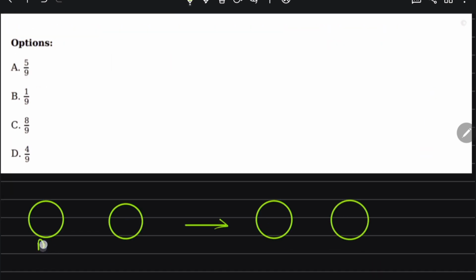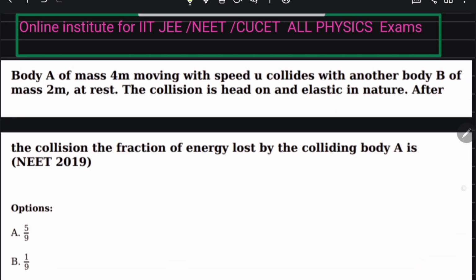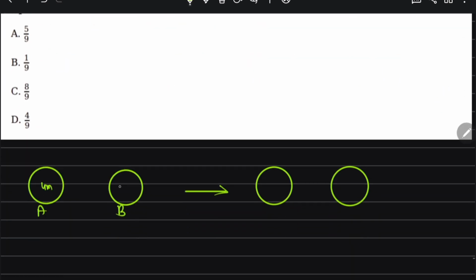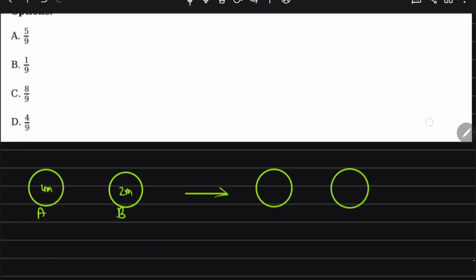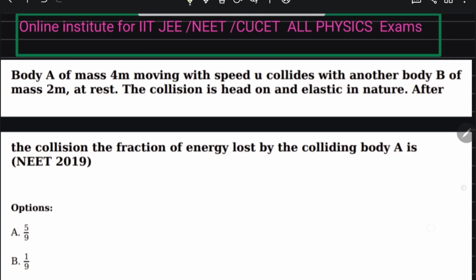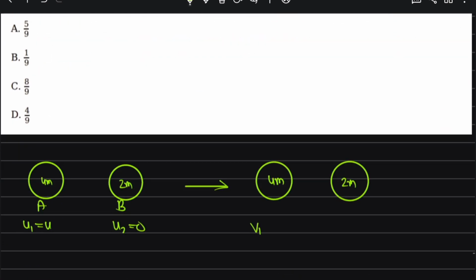This is body A, this is body B. Body A has a mass 4m, and body B has a mass 2m, moving with the speed u. So u1 is equal to u, u2 is equal to 0. The collision is head-on and elastic in nature. After the collision, the fraction of energy lost is how much? This is v1 and this is v2.